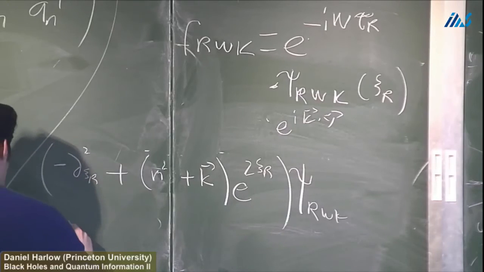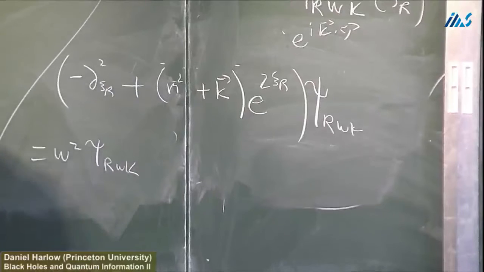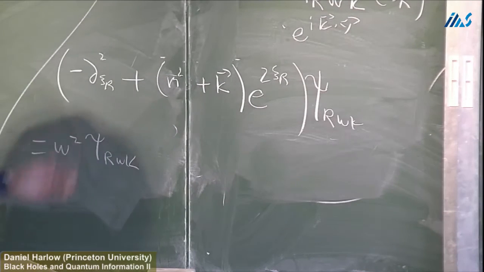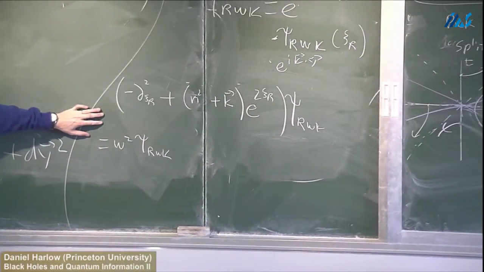Equals omega squared psi r omega k. Okay. So, you know, this is some differential equation. Its solutions are Bessel functions, which I'm not going to get into. But I don't need to, because this is the Schrodinger equation, right?